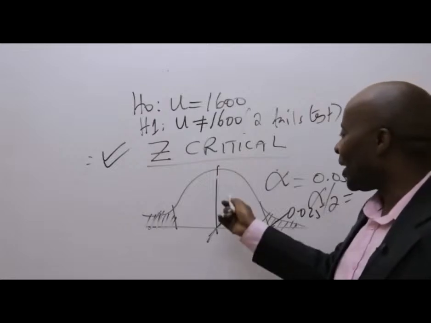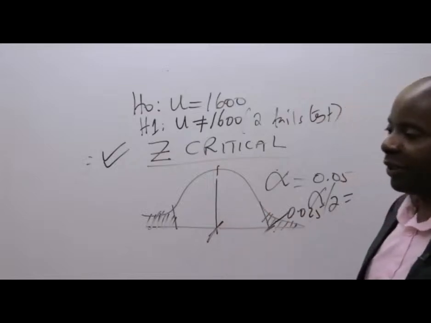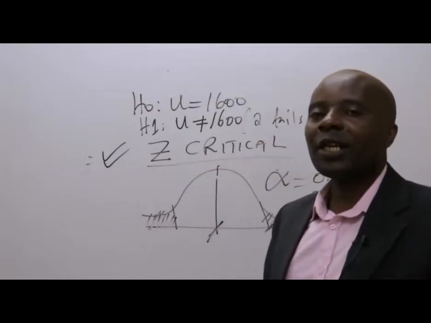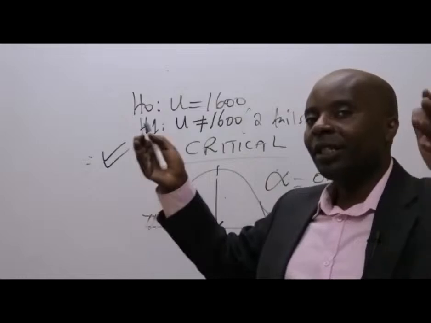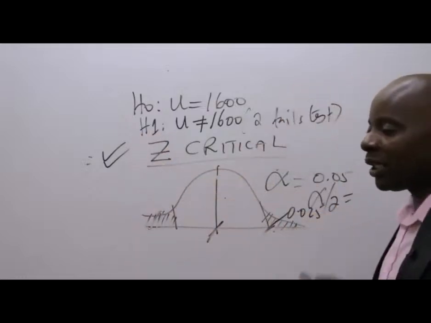So I need to get this one here. This one here will be 0.5 minus 0.025. Can somebody give me this answer? Remember, the level of significance, unlike the confidence interval, normally goes to the tails.